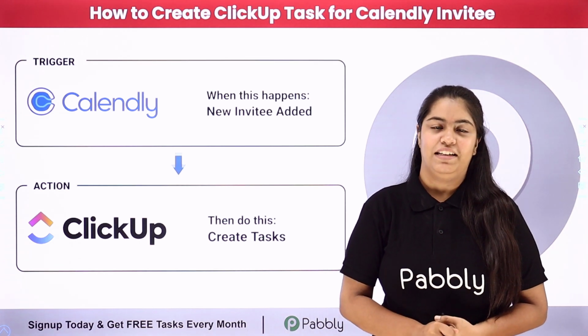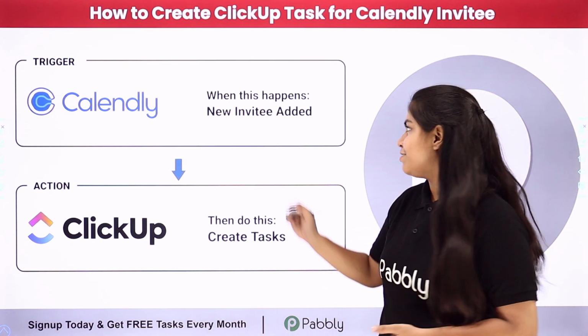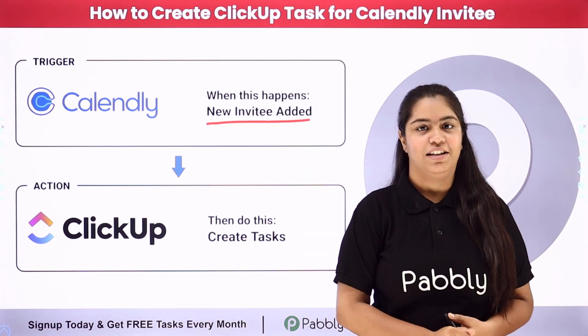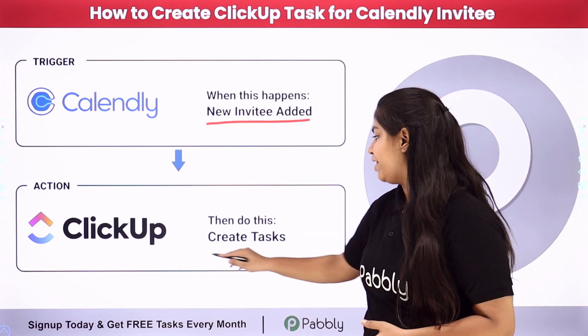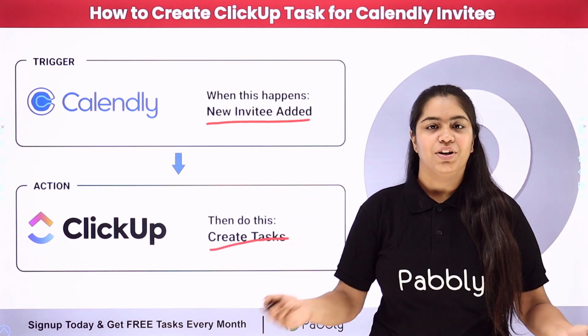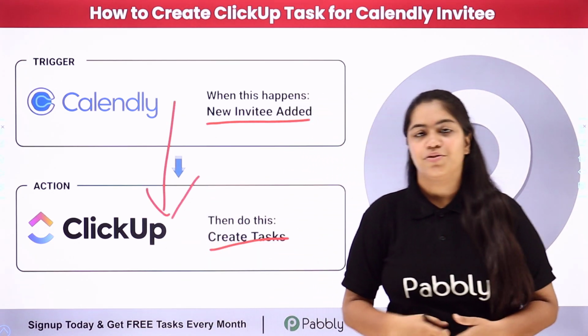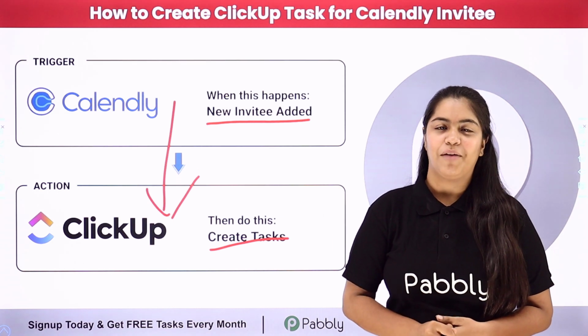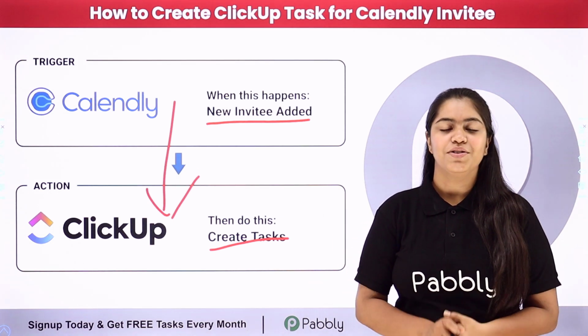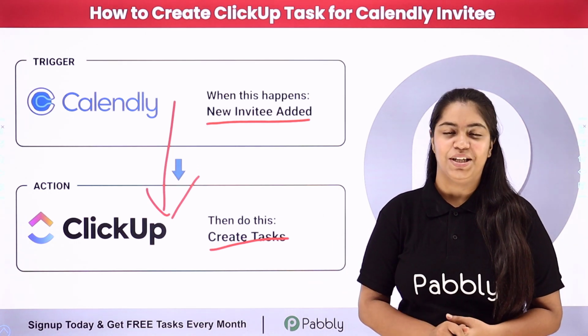So over here I'm using Calendly for my business, and I wish that as soon as a new invitee is added in my Calendly account, automatically a task should be created in my ClickUp account too. For this we are going to create a connection between Calendly and ClickUp. To create this connection without knowing any programming or coding language, we are going to use Pabbly Connect. It is an amazing automation software.